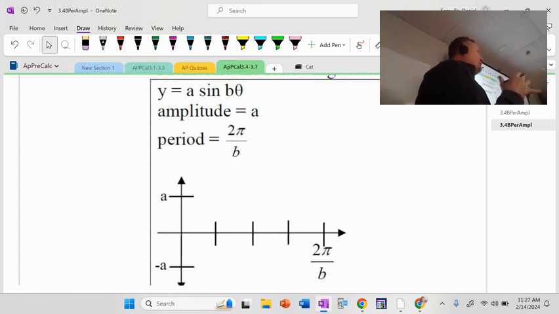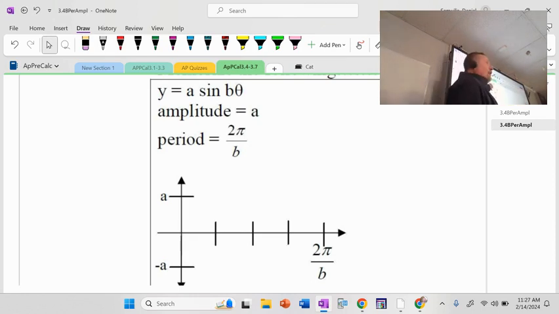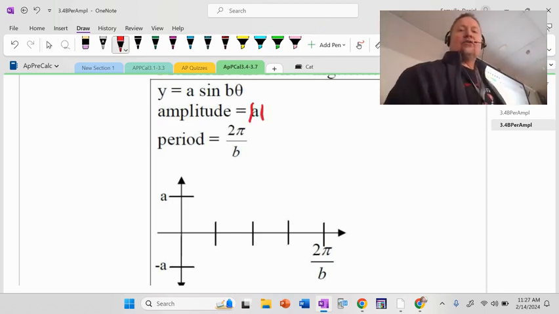What is sine of pi over 2? Look at your picture. What is sine of pi over 2? What's the output value? You can look at the graph. 1. But then what if I put a 4 in front of that? What is sine of pi over 2? 1 times 4. 4. It's just a stretch. So amplitude is a vertical stretch or shrink. Okay, and that's all it is.